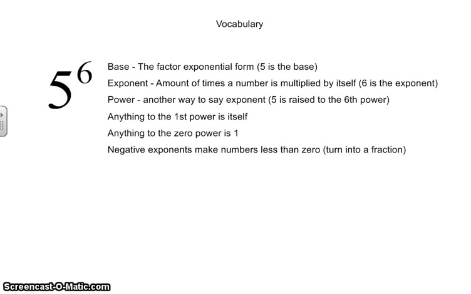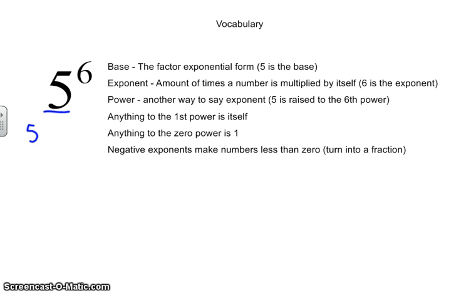Base. So we're using the number 5 to the 6th power over there on the left-hand side. So the base, that's the factor in exponential form. So 5 to the 6th, 5 would be our base, whereas 6 would be our exponent. So 5 is the number we're using, and 6 is the number of times it is going to be multiplied by itself. So in other words, we have the number 5.